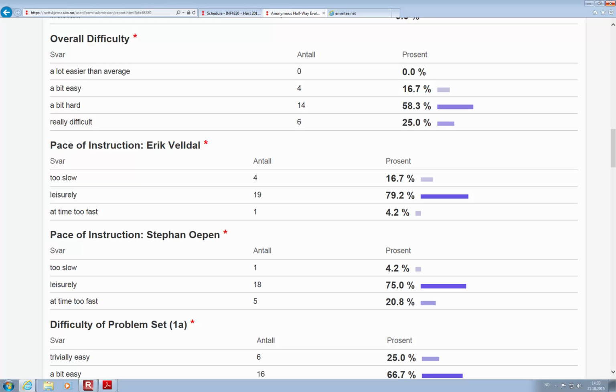Does a bit hard to you mean harder than the average master course you're taking? Who thinks that this class is harder than the other master courses you have taken at this department so far?